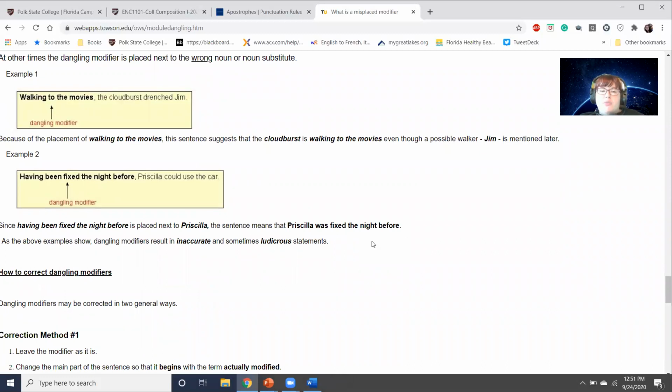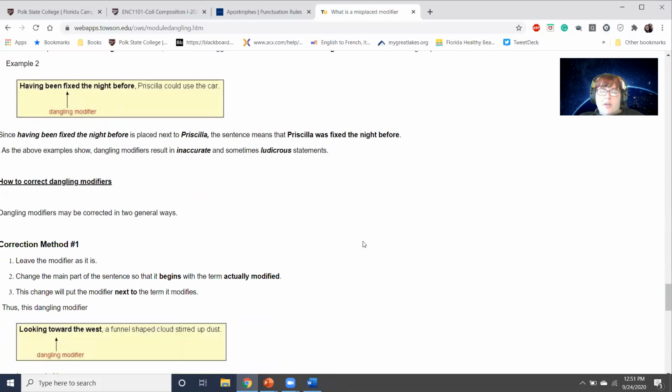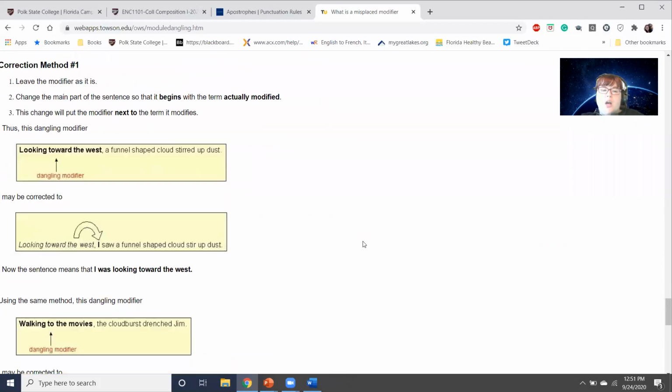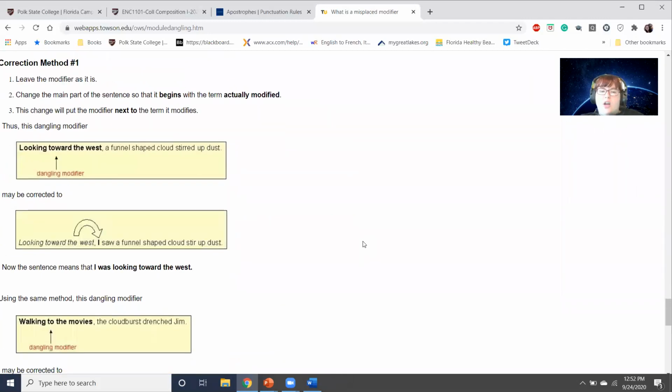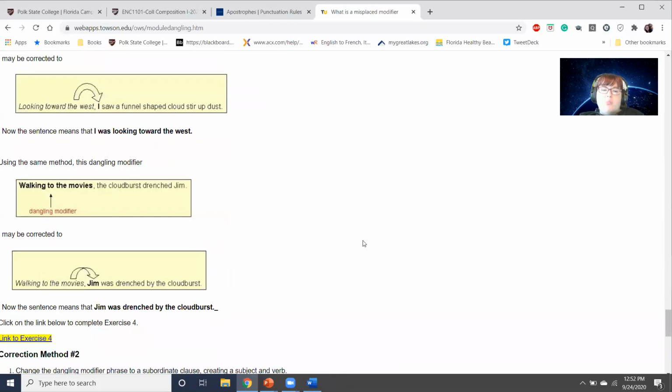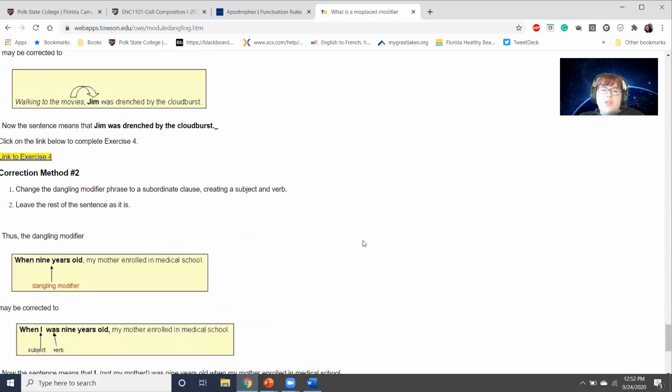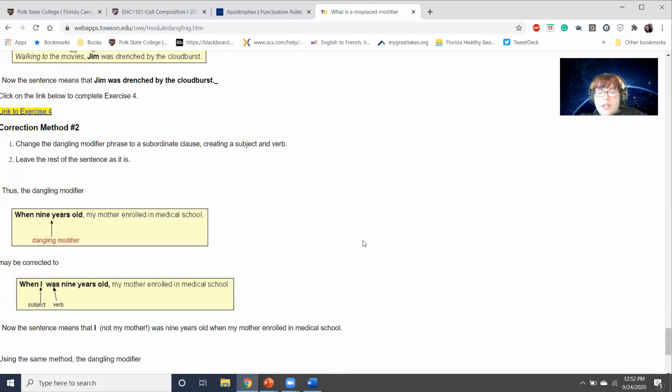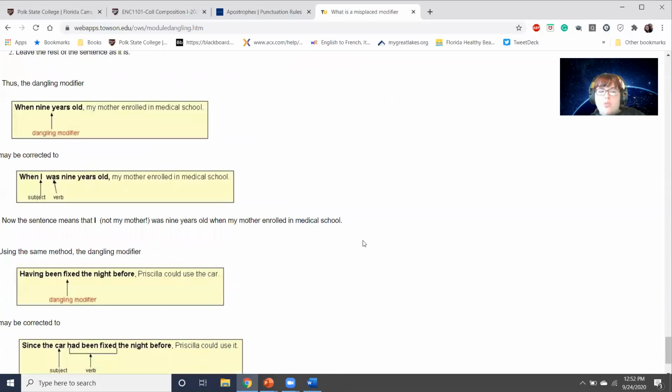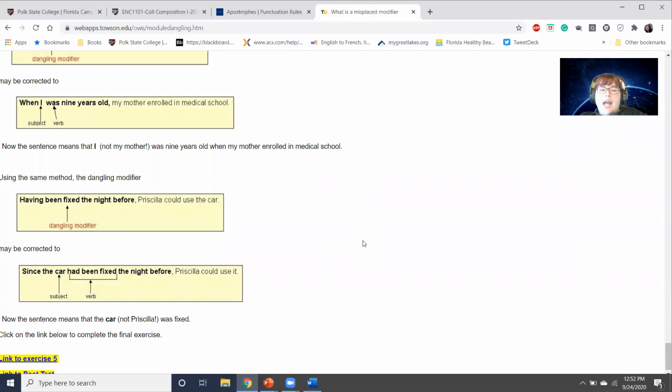Having been fixed the night before, Priscilla could use the car. The car could be used by Priscilla because we want to make sure that it's in the right place. So, looking toward the west, I saw a funnel-shaped cloud. Jim was drenched by the cloudburst. When I was 9 years old, my mother enrolled in medical school. Since the car had been fixed the night before, Priscilla could use it, or you could do having been fixed the night before, the car could be used by Priscilla.